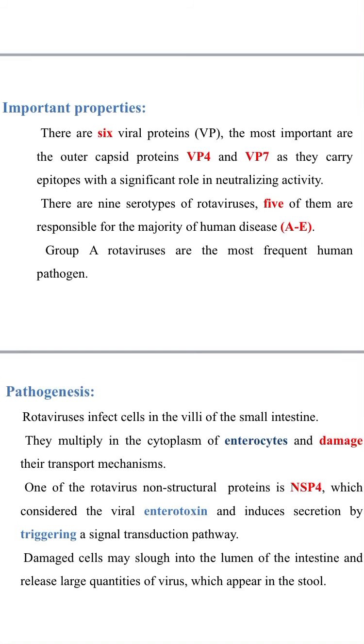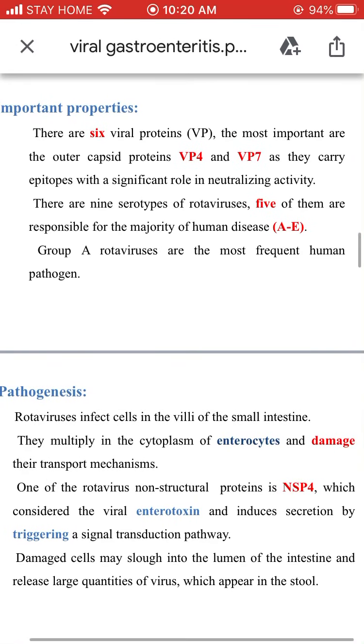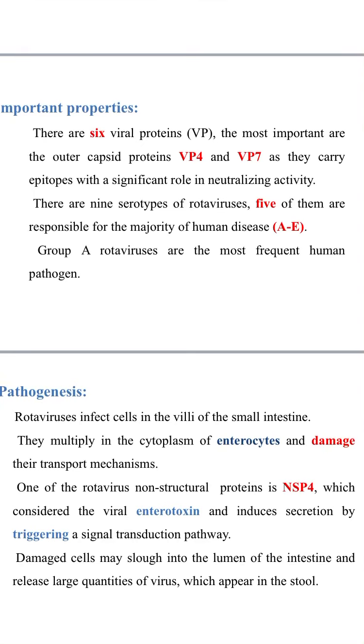Pathogenesis. Rotavirus infects cells in the villi of the small intestine. They multiply in the cytoplasm of enterocytes and damage their transport mechanism. One of the rotavirus non-structural proteins, the most important one, non-structural protein 4, is considered the viral enterotoxin and induces secretion by triggering a signal transduction pathway. Damaged cells may slough into the lumen of the intestine and release large quantities of virus, which appear in the stool.